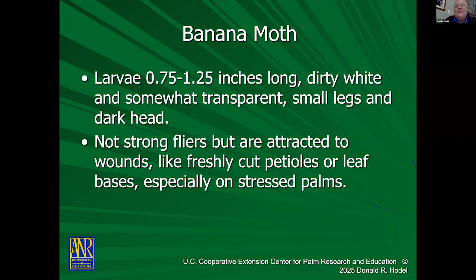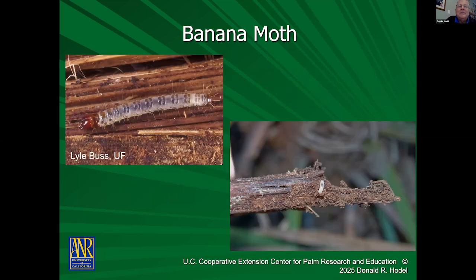And the larvae are kind of a dirty white or transparent with small legs and a dark head. They are not strong flyers, but are attracted to wounds, just like the palm weevil. These freshly cut petioles or leaf bases give off a chemical signal that attracts them. And apparently, stressed palms are also slightly more susceptible. So there's a larva on the left, courtesy of Lyle, University of Florida, and on the right is a larva we extracted from a Chinese windmill palm.